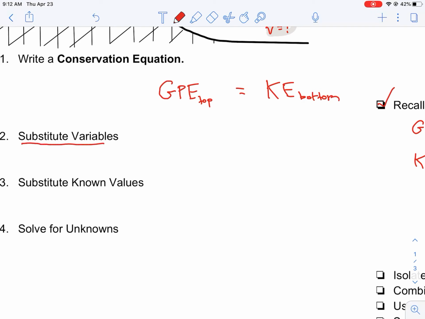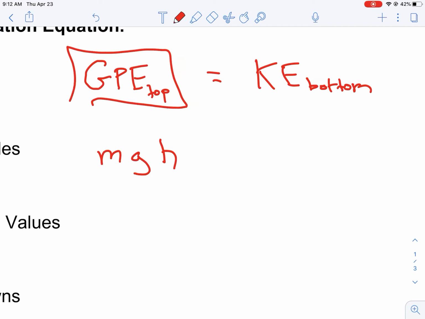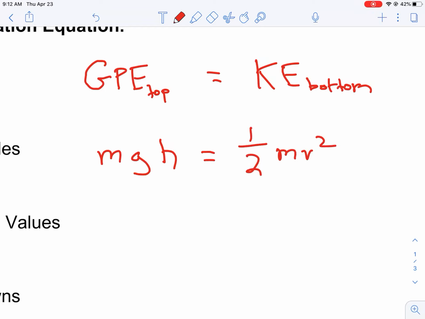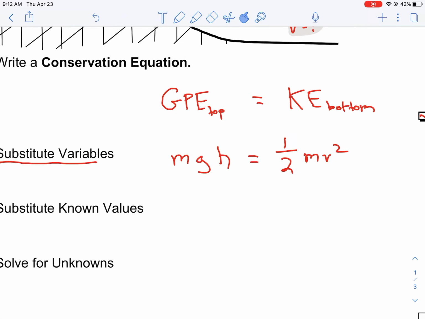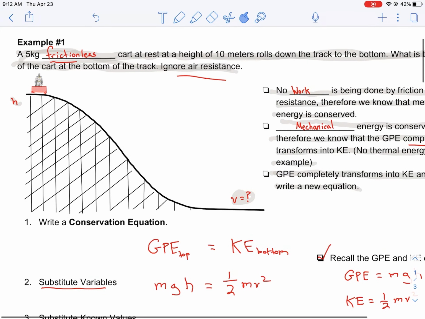Now the gravitational potential energy, we can now substitute the variables in. So instead of writing GPE, I'm going to substitute in what GPE is made up of, which is mass times gravity, or the acceleration due to gravity, times the height. So instead of writing this, I substituted that. Easy peasy lemon squeezy. And the same goes for kinetic energy, 1/2 mv squared. I have a new equation. Look at that. So then we're going to substitute the known values.